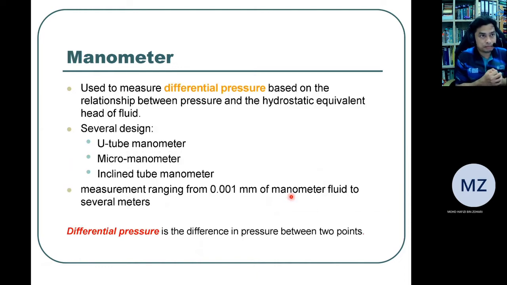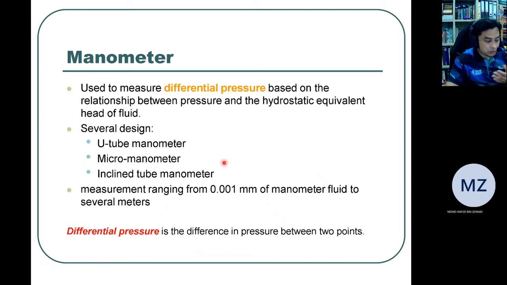And then another pressure measurement or pressure transducer, we call it, is manometer. As the barometer is to measure the atmospheric pressure, the manometer is used to measure the differential pressure between two input pressures. So manometer has three types of concept, which is the U-tube manometer, micro manometer, and inclined tube manometer. The basic of that manometer is actually U-tube manometer. The micro manometer and the inclined tube manometer are actually extensions. It improves the U-tube manometer.